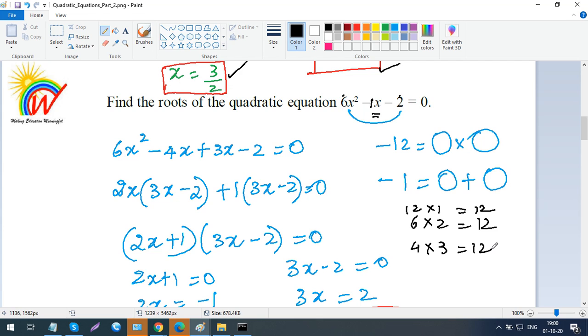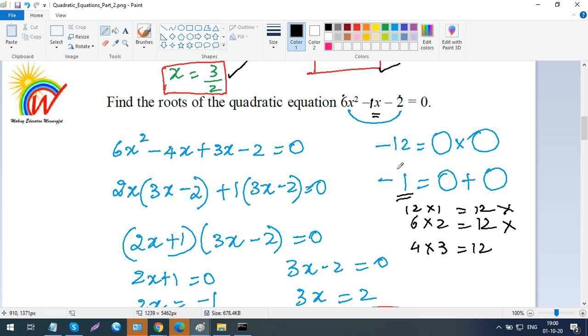Now you see, 12 and 1 added or subtracted will never give you 1, right? So this will definitely not work. 6 plus 2 or 6 minus 2 is also not going to give you 1. So this is also not going to work. 4 plus 3 is 7. 4 minus 3 is 1. So this is giving you 1.